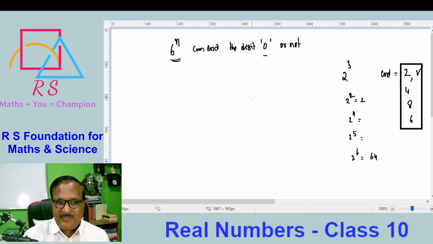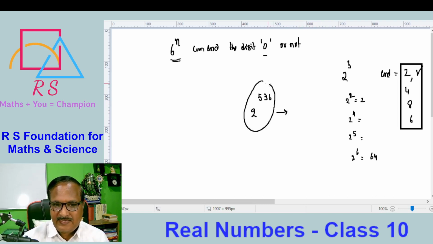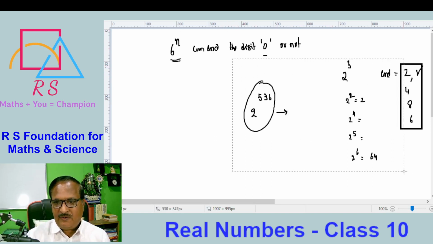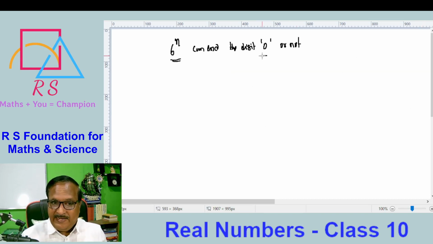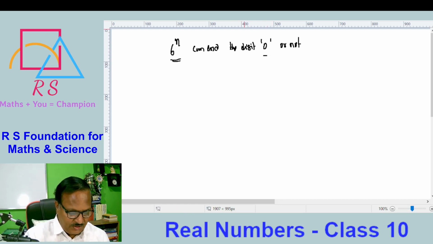For example, if 2 to the power of 536 is given, what will be the end digit? The end digit of this number may be any one of these: 2, 4, 8, 6. So this is simple general knowledge you should be able to understand, right? So now we will go with this question. We have to check whether the end digit of 6 to the power of n is 0 or not.